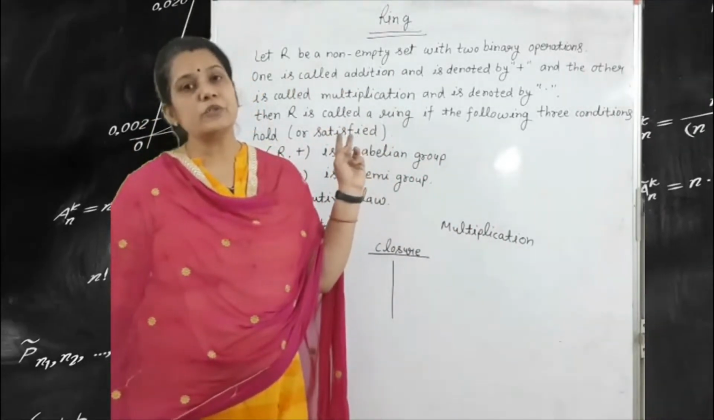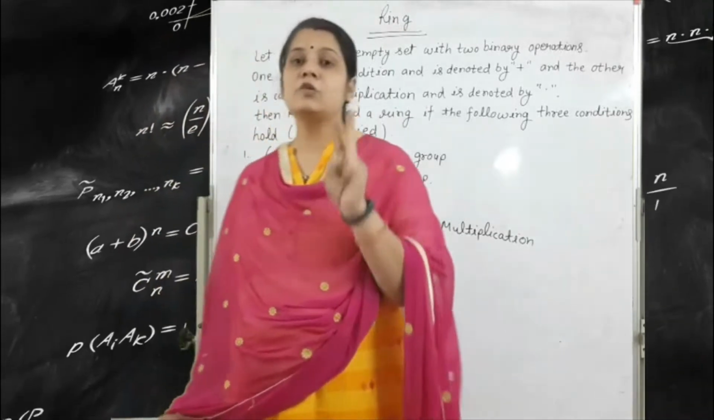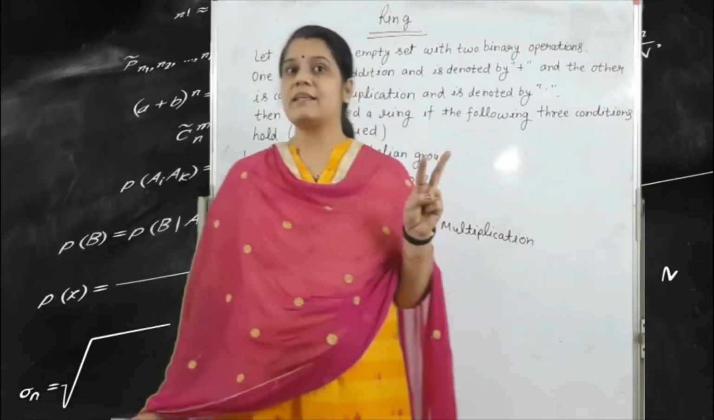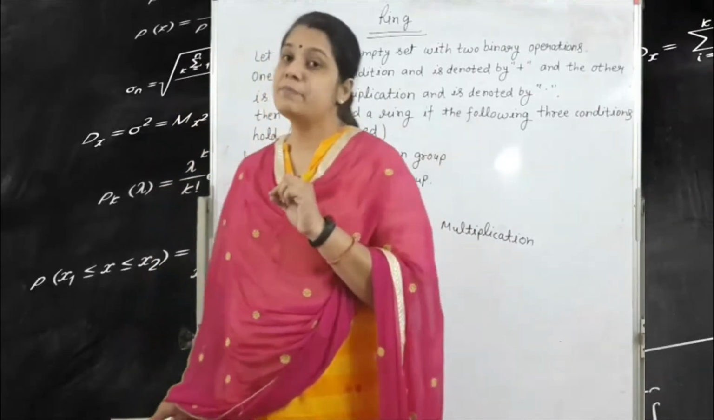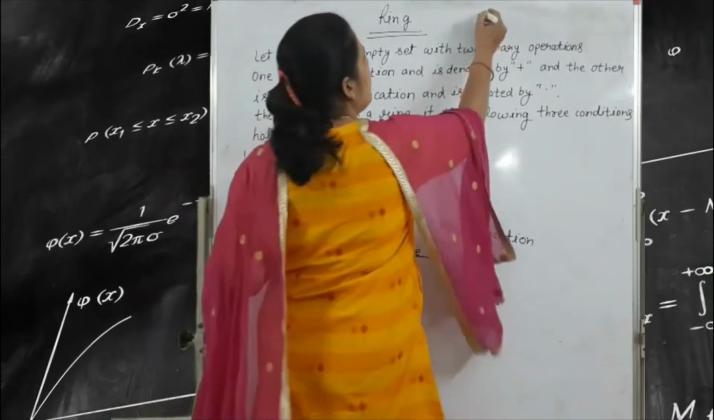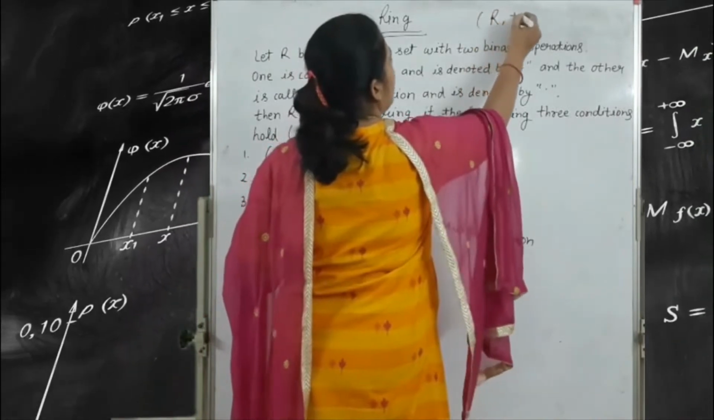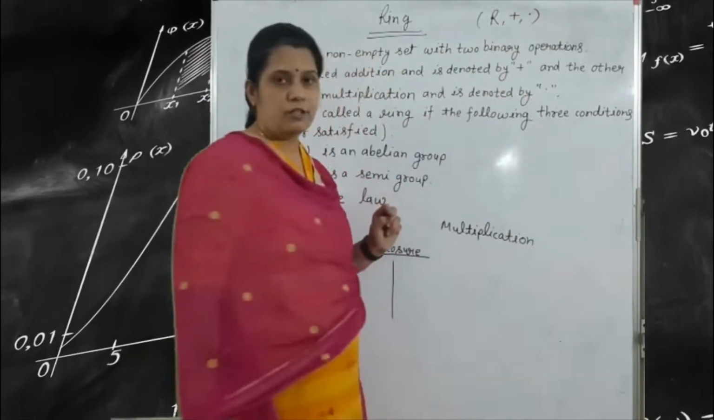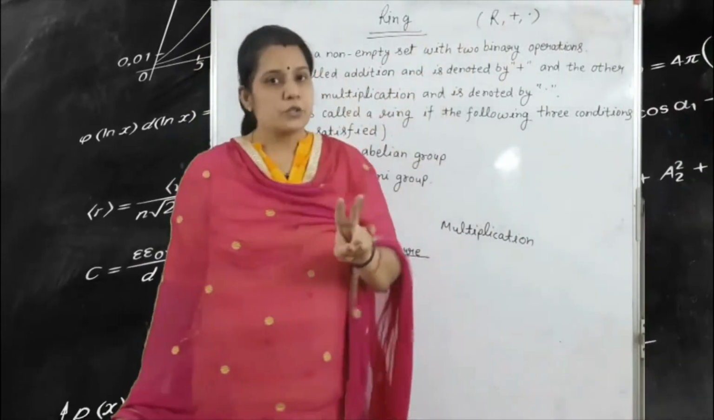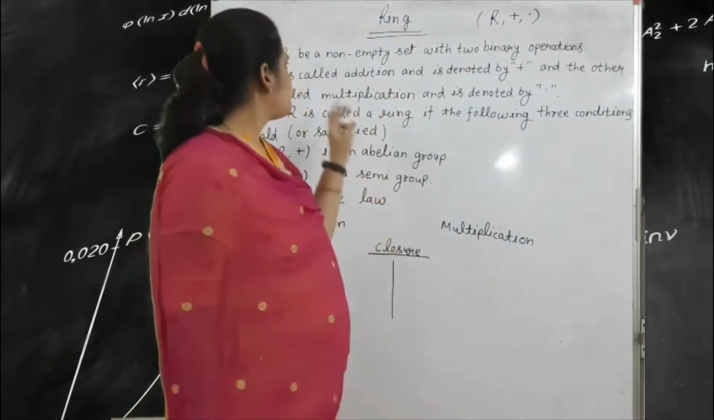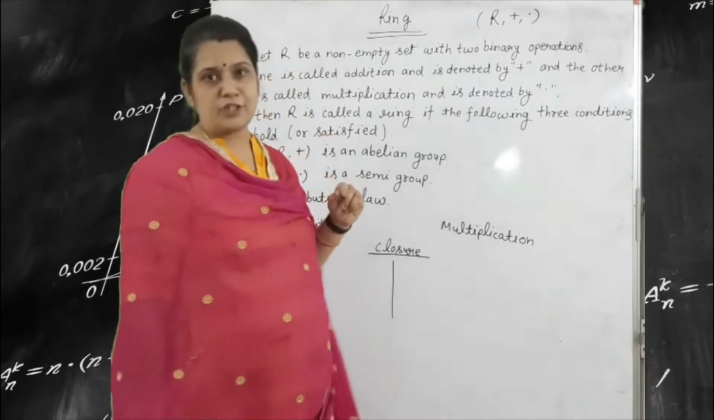For the ring, we use two operations, plus, that means addition, and dot, that means multiplication. So for finding the ring, we write here R, plus, dot. So what is the definition of the ring?